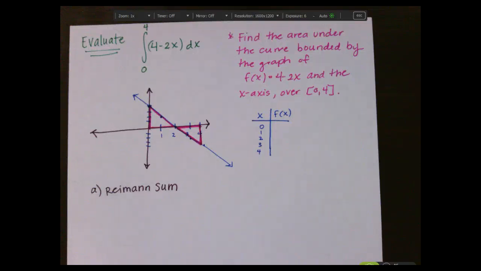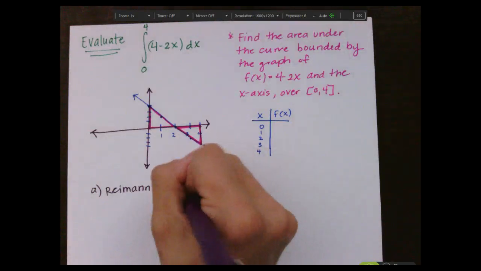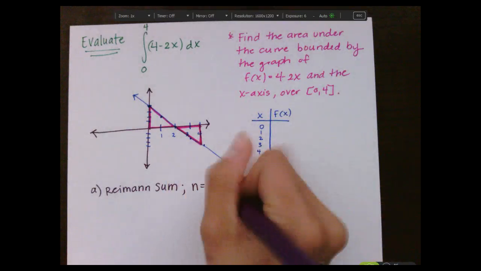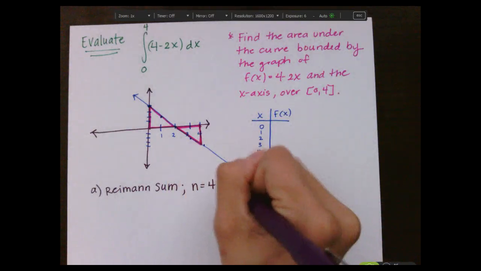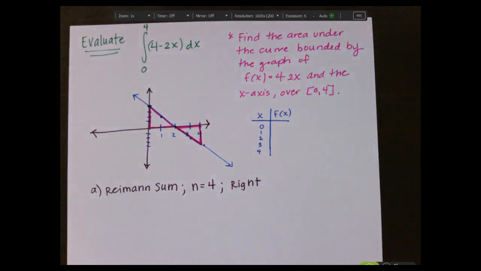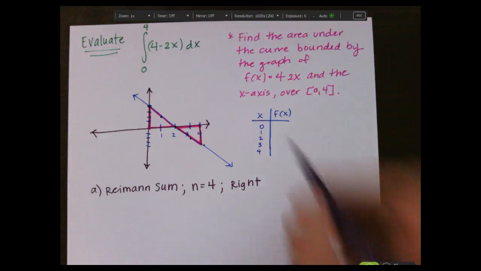Evaluate the area of this region using a Riemann sum for n equals 4 subintervals, and then it should tell you whether using a right, a left, or a midpoint sum. So let's do 4 rectangles or 4 subintervals and a right Riemann sum here.